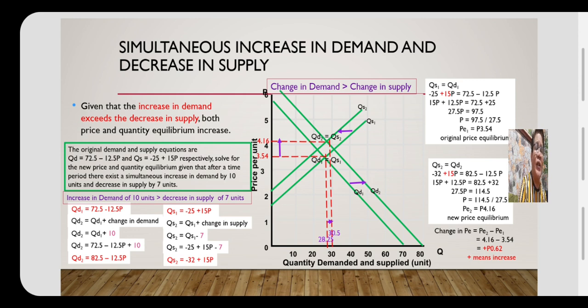So there is an increase in price equilibrium. And this is because of the influence of demand rather than of supply, because the influence of demand in the market is far greater than the influence of supply in the market. So demand has more influence to the direction of the price equilibrium. The fact that there is an increase in demand, the price equilibrium will also increase.